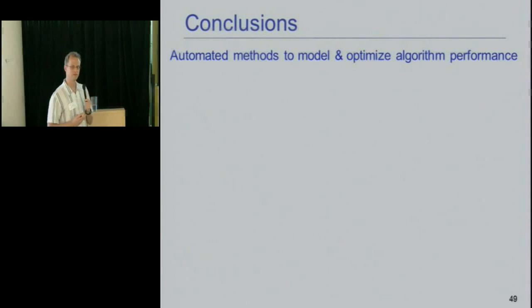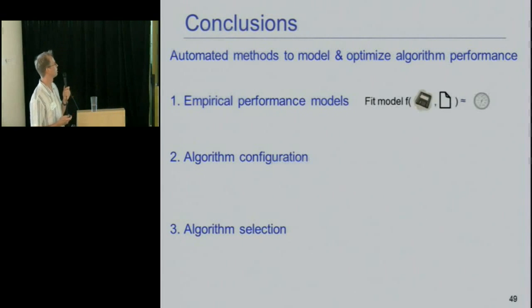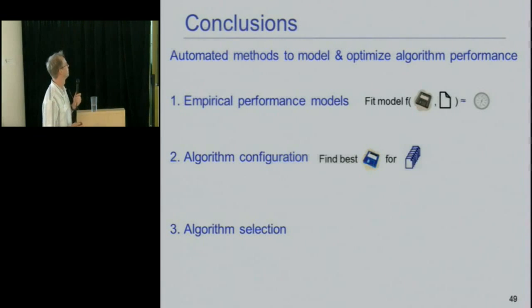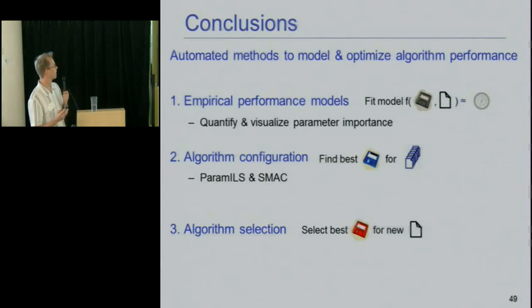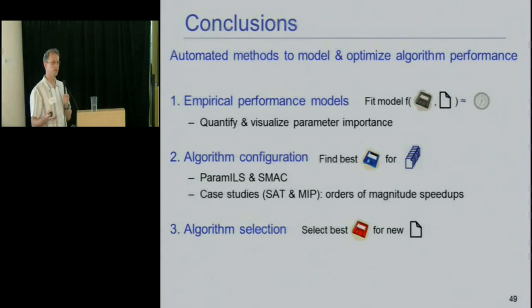Okay, let me wrap up. I talked about automated methods for modeling and optimizing algorithm performance. 3 methods: empirical performance models fit this model, algorithm configuration found the best configuration for a particular problem set, and algorithm selection picked the best solver for each instance individually. We can use these performance models in order to quantify and visualize the importance of each parameter. For algorithm configuration, I showed 2 methods, ParamILS and SMAC, and 2 case studies for SAT and MIP where we got orders of magnitude improvements.